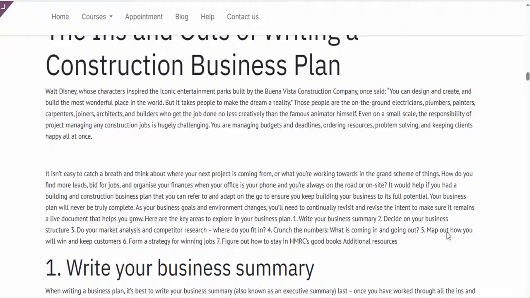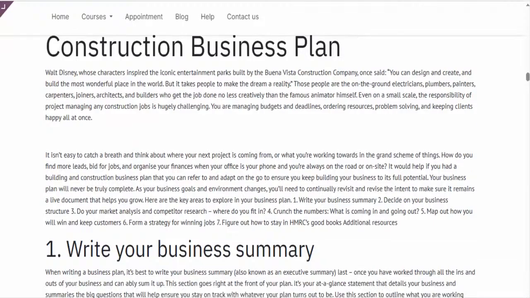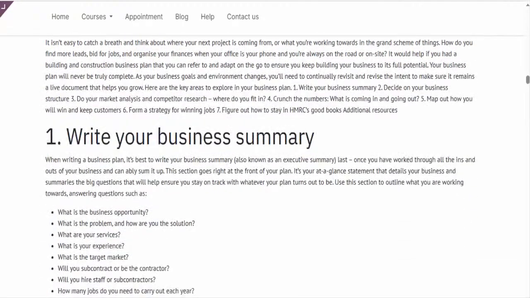It isn't easy to catch a breath and think about where your next project is coming from, or what you're working towards in the grand scheme of things. How do you find more leads, bid for jobs, and organize your finances when your office is your phone and you're always on the road or on site?